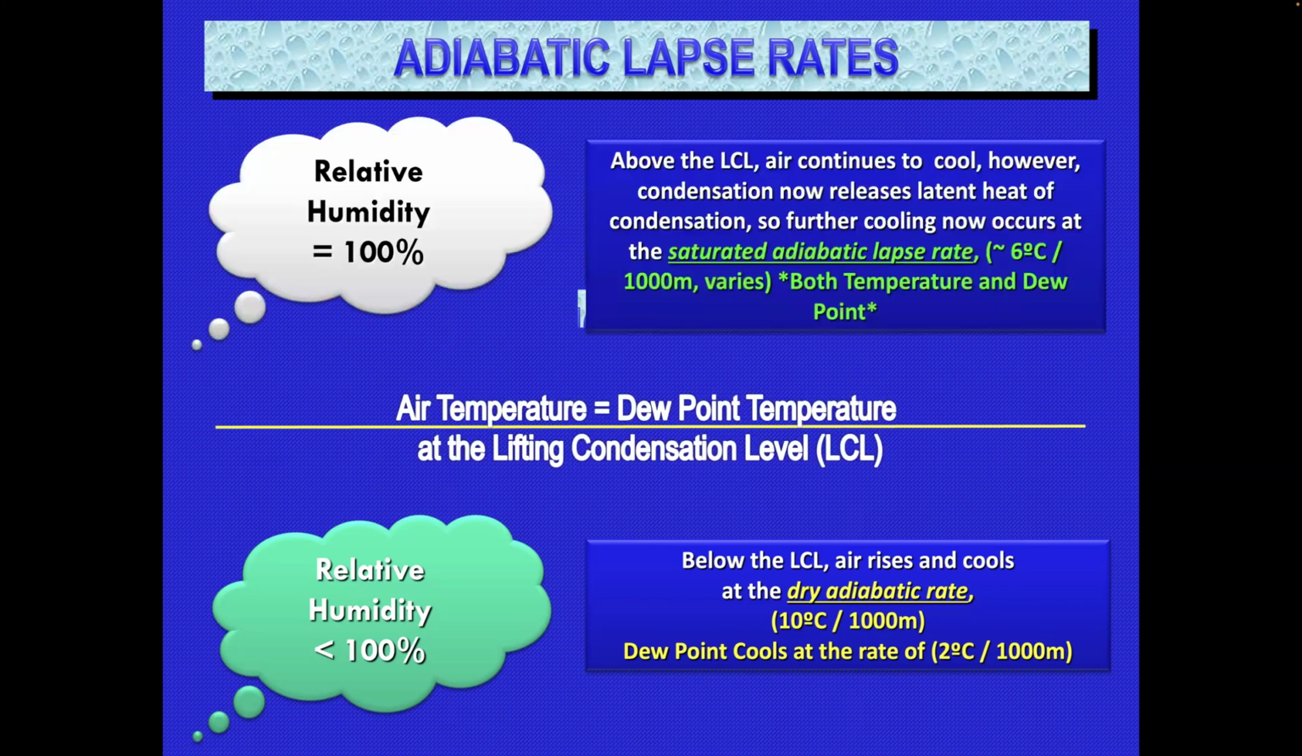Now the humidity is 100%, and above this, the air continues to cool, but it cools at a lesser rate because condensation releases heat, which brings that number from 10 to 6. Imagine it's like having the air conditioning in your car going full blast, but you've left your window open just a little bit, so it lets in a little bit of warm air, so it doesn't cool down as fast as it otherwise would. Okay, that's my visual to get around that idea.